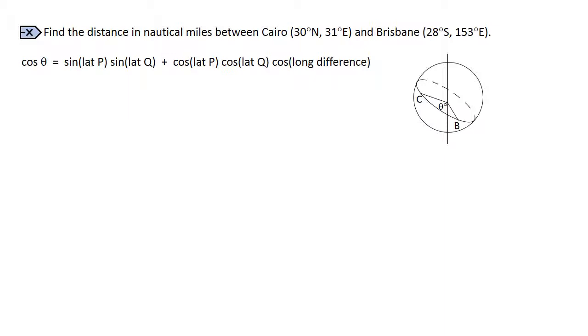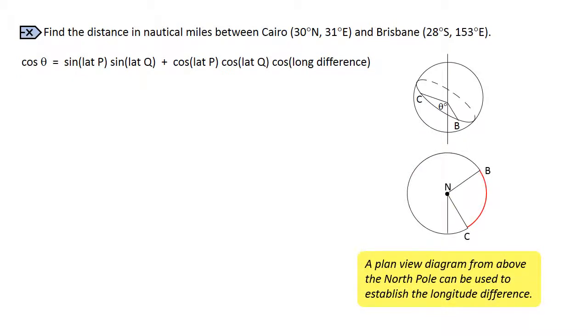Now the formula is not as formidable as it appears. It's just a sheep in wolf's clothing. We're given all the latitudes, and the only tricky thing is finding the longitude difference. This is sometimes best worked out using a bird's eye plan view diagram. Cairo is 31 degrees east of the prime meridian, and Brisbane is 153 degrees east of the prime meridian. To find the longitude difference in this case, we'll need to subtract the two longitudes. 153 degrees minus 31 degrees equals 122 degrees.